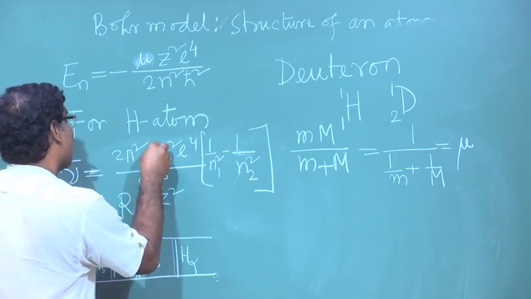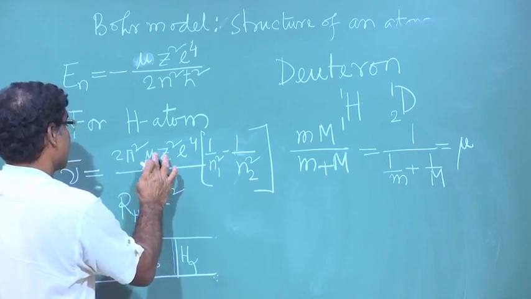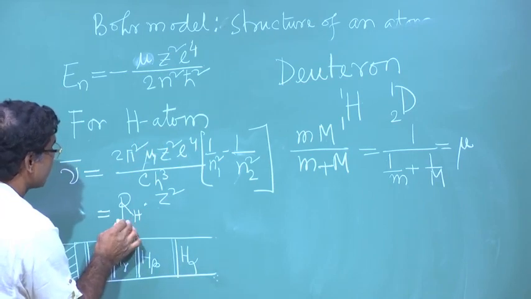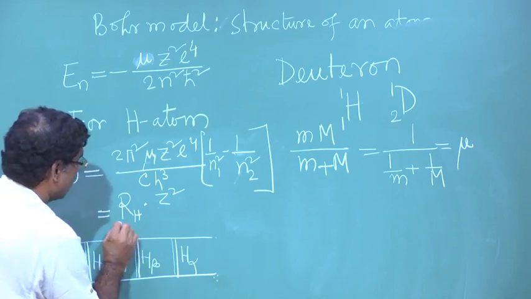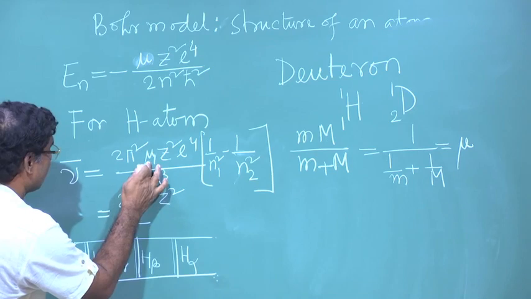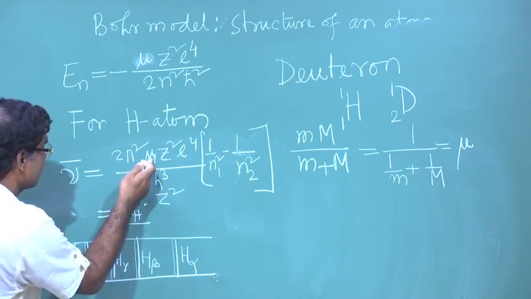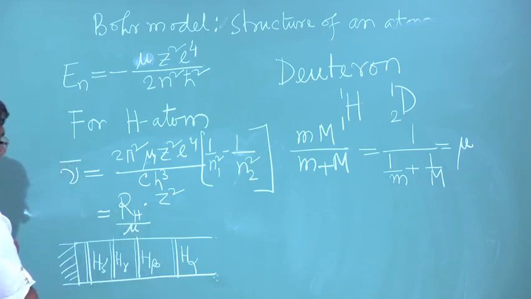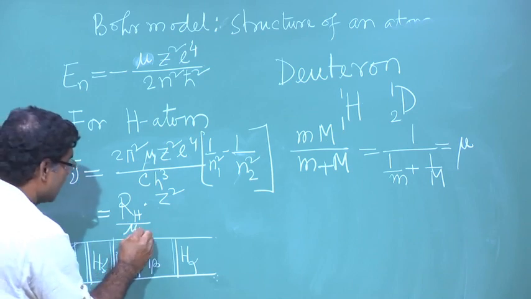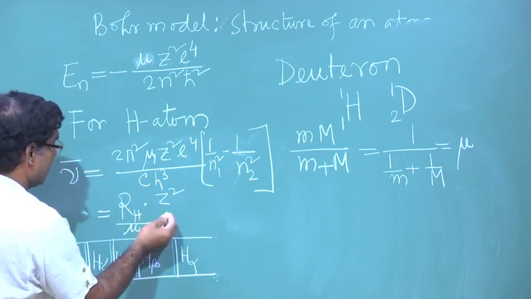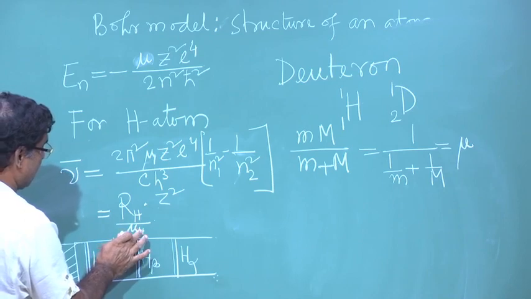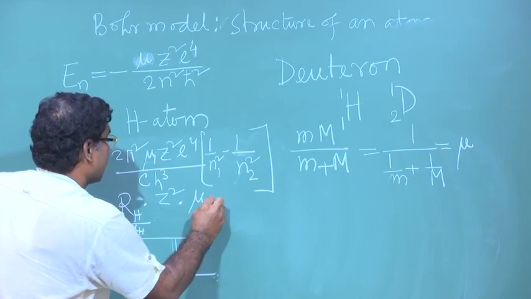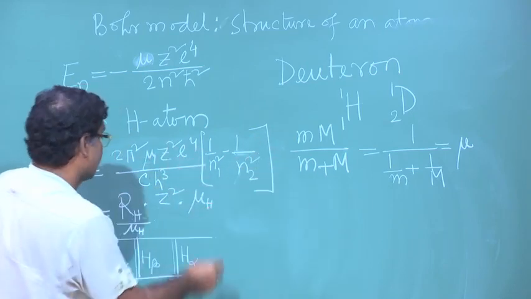So one has to write, in the Rydberg constant mu is there, so I will divide it by mu h, into mu h. So yeah, into mu h. So this I can write, okay, and this part is there, this part is there.